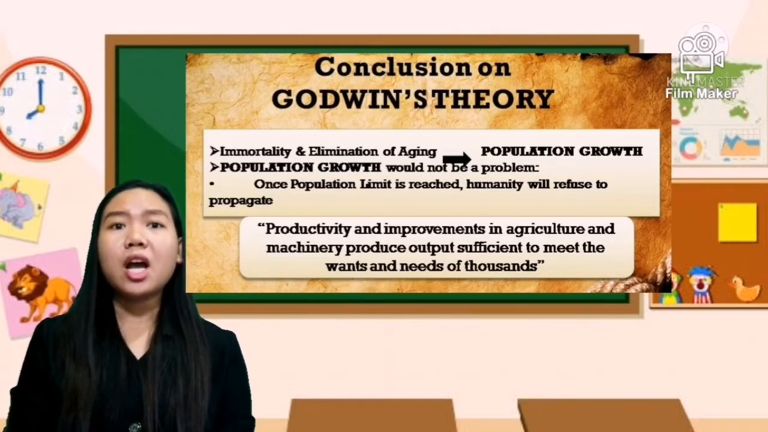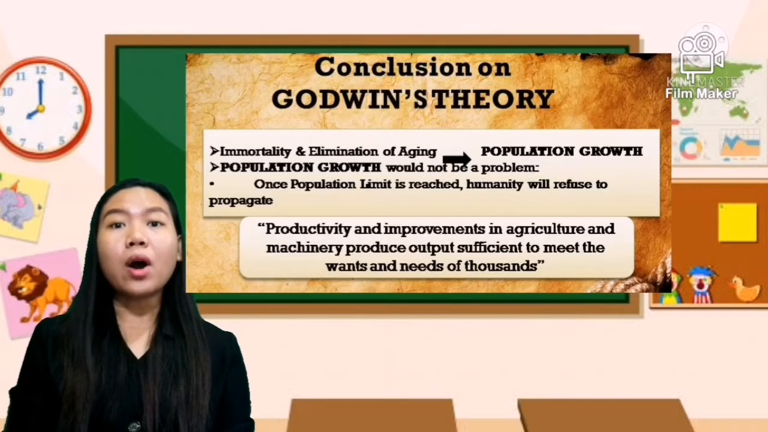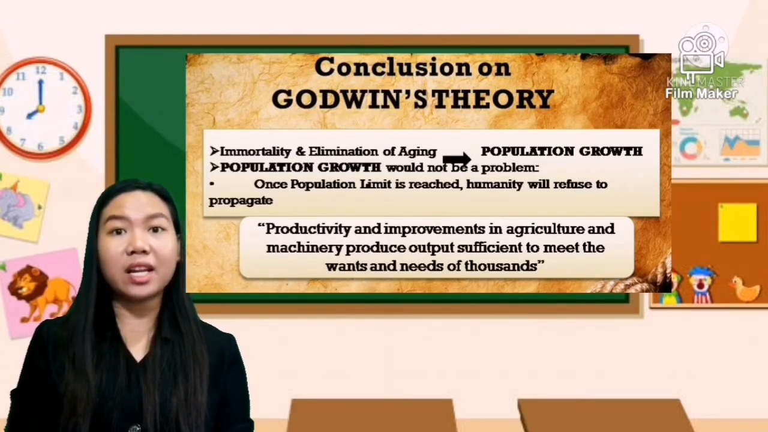And according to him, population growth would not be a problem. If population were limited, humanity would refuse to propagate. So for him, people should just keep on multiplying, because people are the ones who improve and develop society, through their rationality.